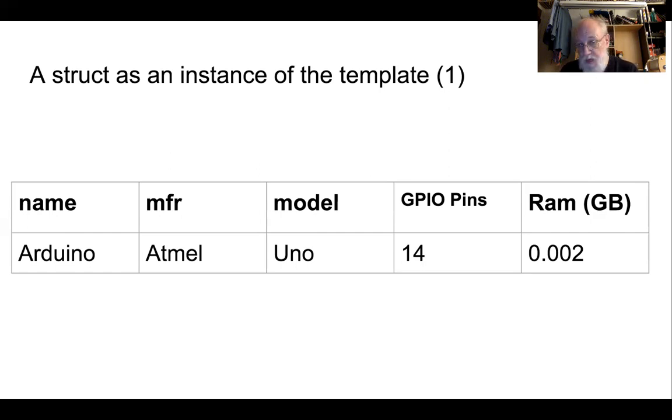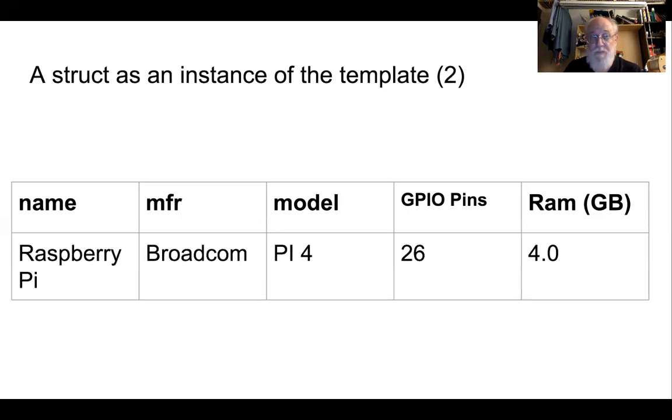The name might be Arduino. The manufacturer is Atmel. You might not have heard of them, but that's a large semiconductor foundry who makes the actual chips. The model is an Uno, because that was the very first model that Arduino came out with. It has roughly 14 available pins for you to connect to, and it has a whopping 0.002 gigabytes of RAM. That is actually 2 kbytes if you get your calculator out and figure it out. Very small amount of RAM because it's a very small chip intended for specific purposes. So that's an instance of the struct.